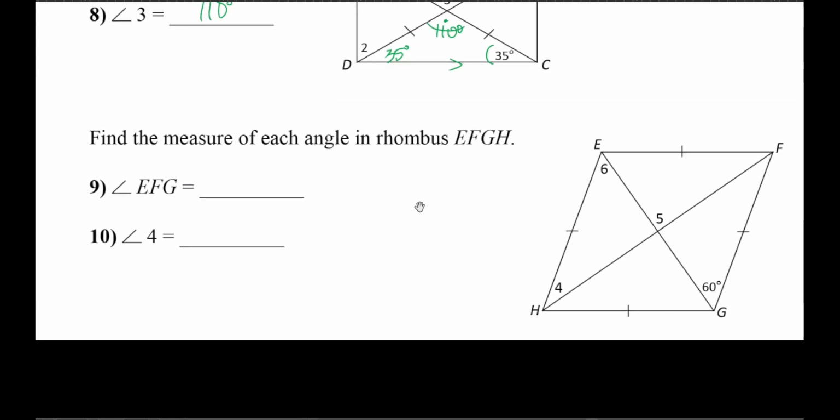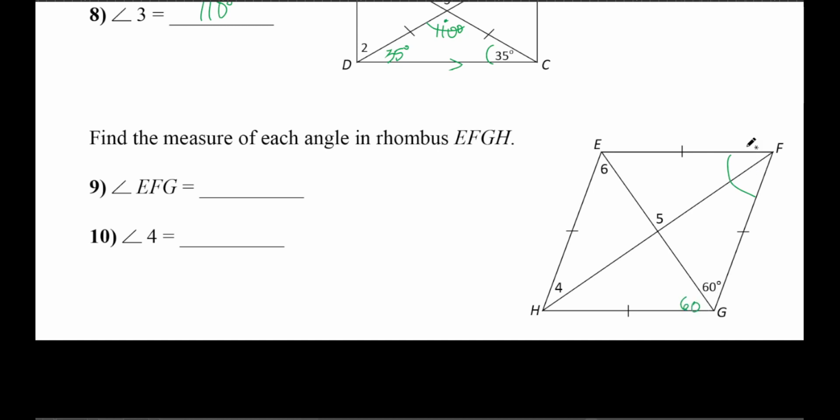And this is the tests. Angle EFG. EFG. This whole angle. That's what I want to find right there. Okay? It is a rhombus. So what do I know about the diagonals on a rhombus? What do they do to each other? They bisect each other. So that's 60.